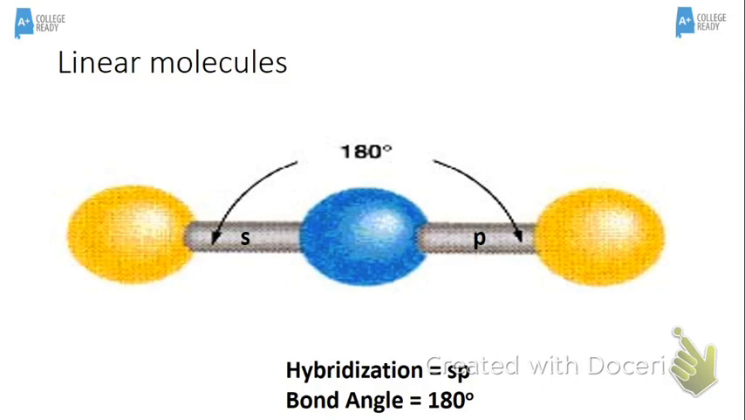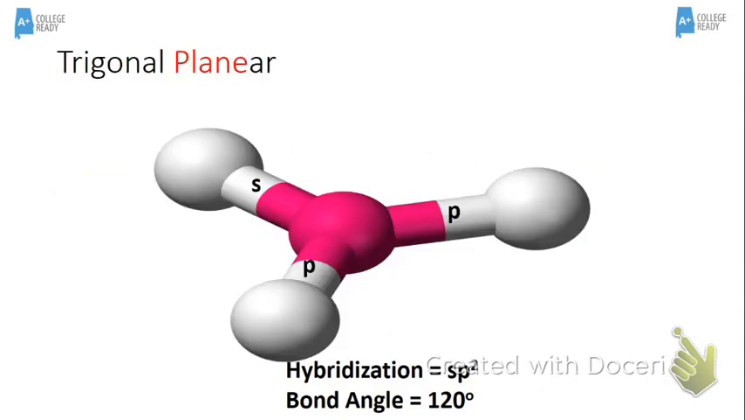Its hybridization is sp because it has two bonds, or two areas of electron density, or two domains. Trigonal planar, which again is in a plane, has a hybridization of sp2 because it has three areas of electron density, so it has one s and two p's, and its bond angle is going to be 120 degrees.